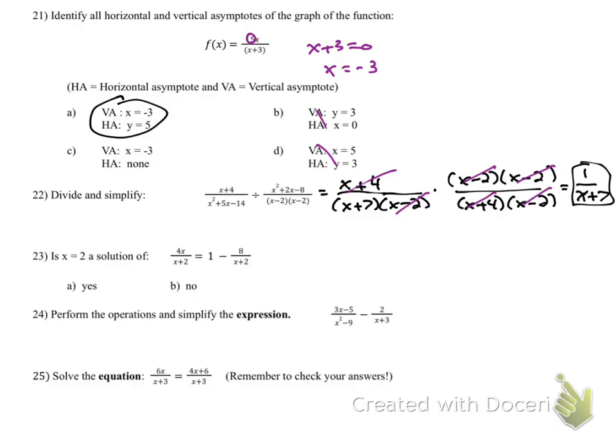23, if you plug 2 in, it does not work. That's a no.